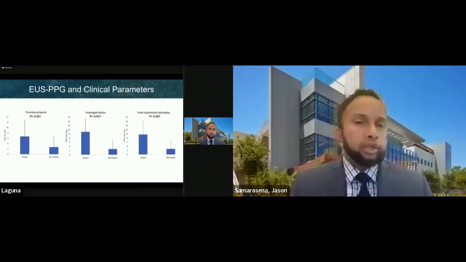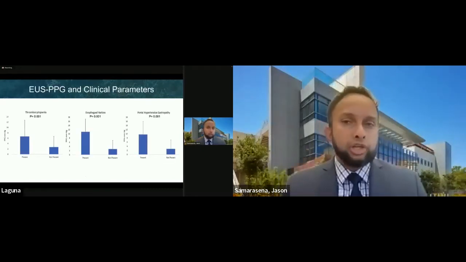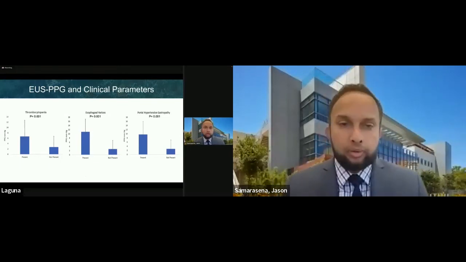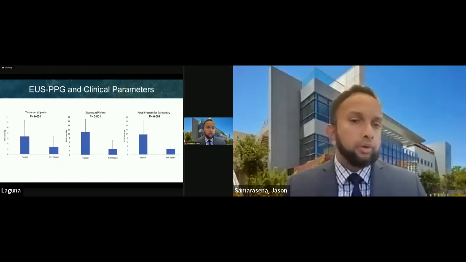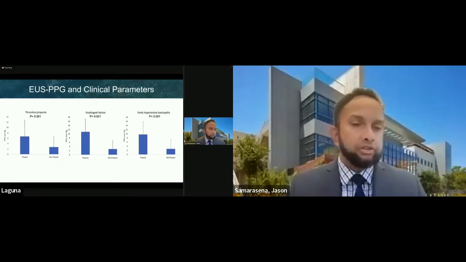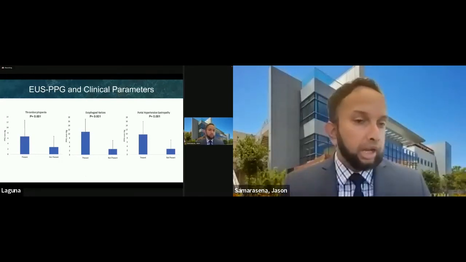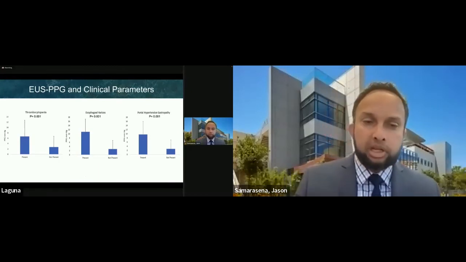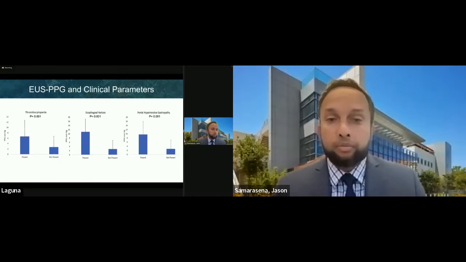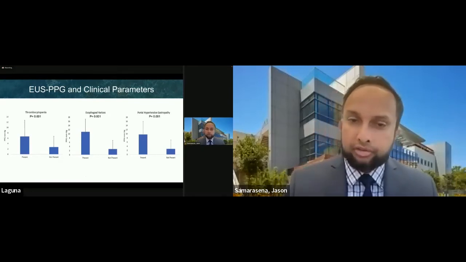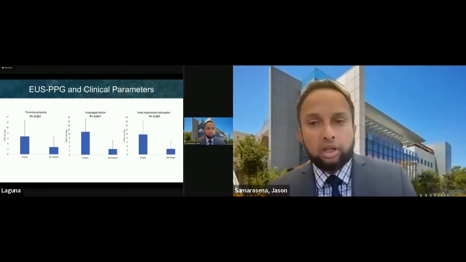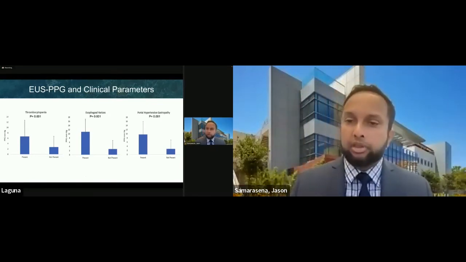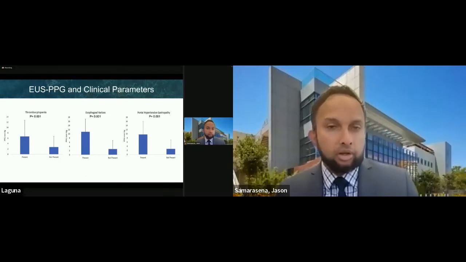When we looked at comparing EUS PPG with clinical parameters, the common clinical parameters that we think about with associating with portal hypertension cirrhosis, there was elevated portal pressure in patients with thrombocytopenia as opposed to not, elevated pressures in patients with esophageal varices as compared to patients without, elevated pressures in patients with portal hypertensive gastropathy versus patients without, as you'd expect.